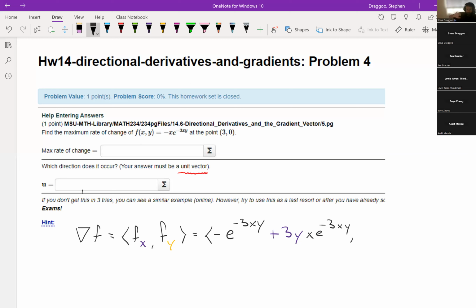We get our y partial, same thing, but derivative with y instead. We're going to bring down a negative 3x. So negative 3x times negative x becomes positive 3x squared times e to the negative 3xy. So that is our gradient as a function.